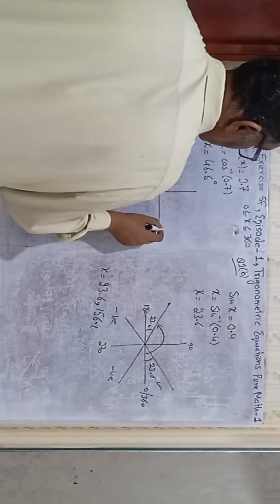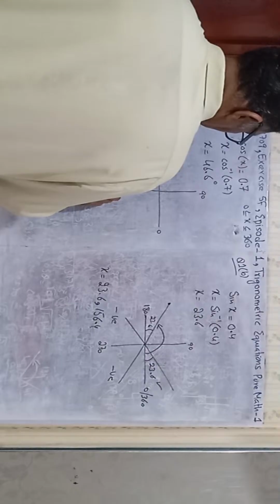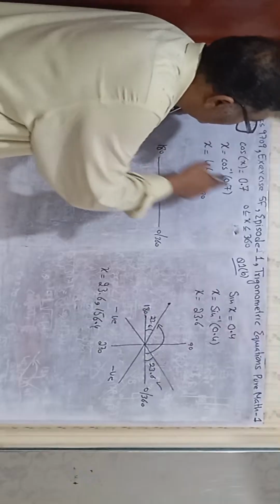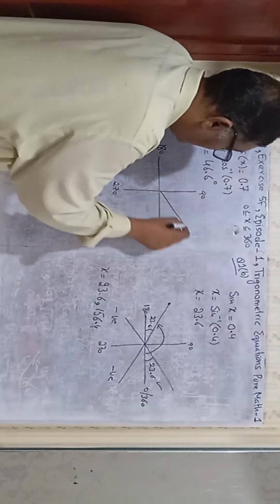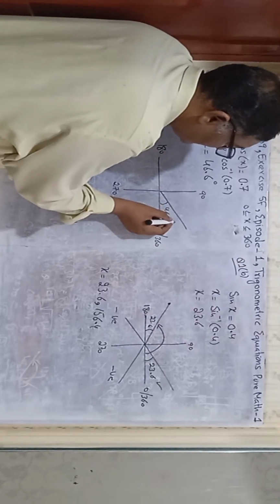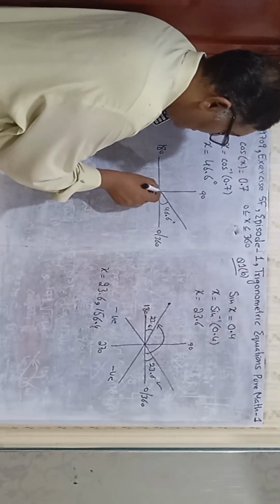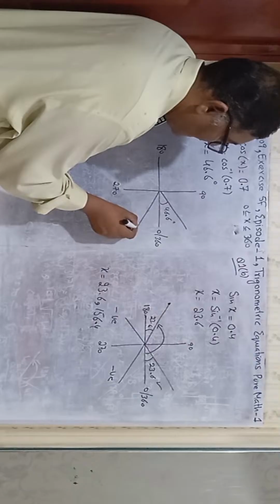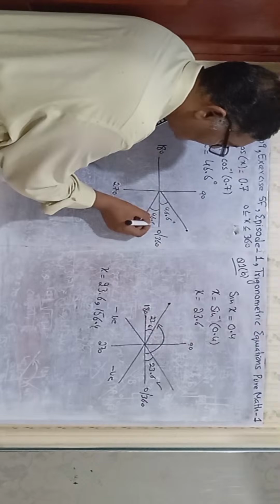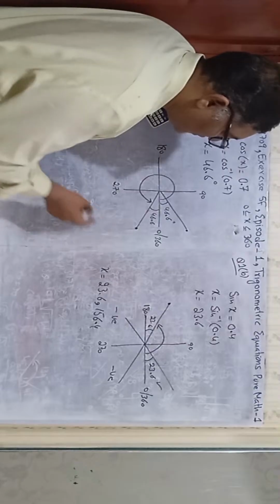So if you remember, this is 0, this is 90, this is 180, this is 270, and this is 360. My base angle here, the cos is positive, so here it is 45.6 degrees. And you know where else is the cos positive? In the fourth quadrant. So this angle and this angle will be my answers. This angle will be 360 minus 45.6.